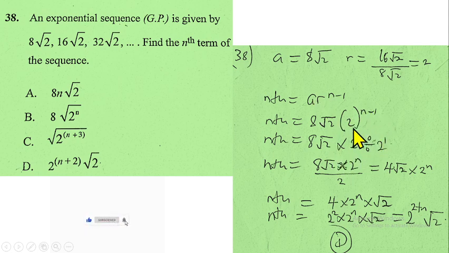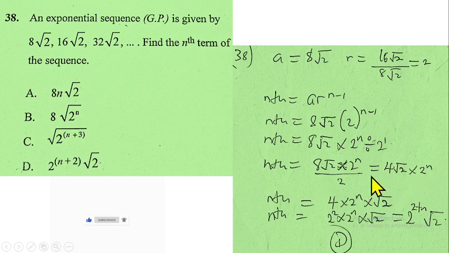This can be simplified further by using the law of indices. This technically means 2^n divided by 2^1, because when you apply the law of indices to this one, it gives us this one back. So this will be 8√2 times 2^n divided by 2^1, which is 2. So 2 goes into 8, and that gives us 4√2 times 2^n.